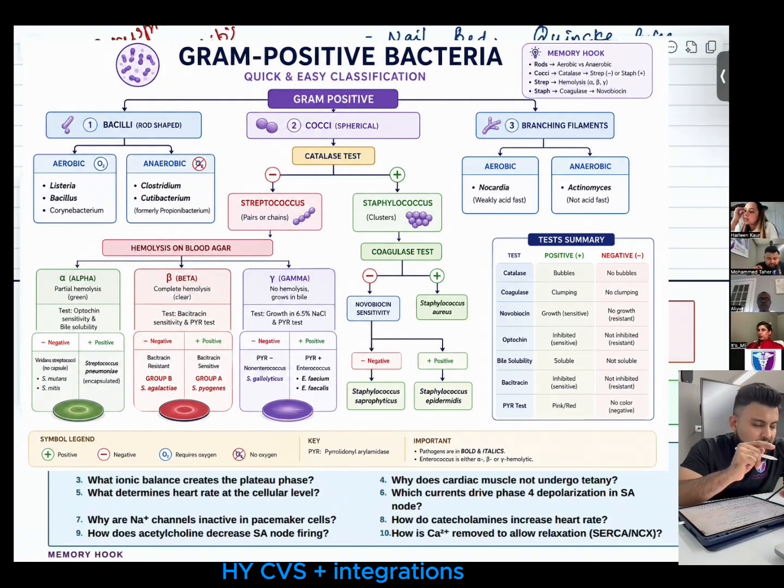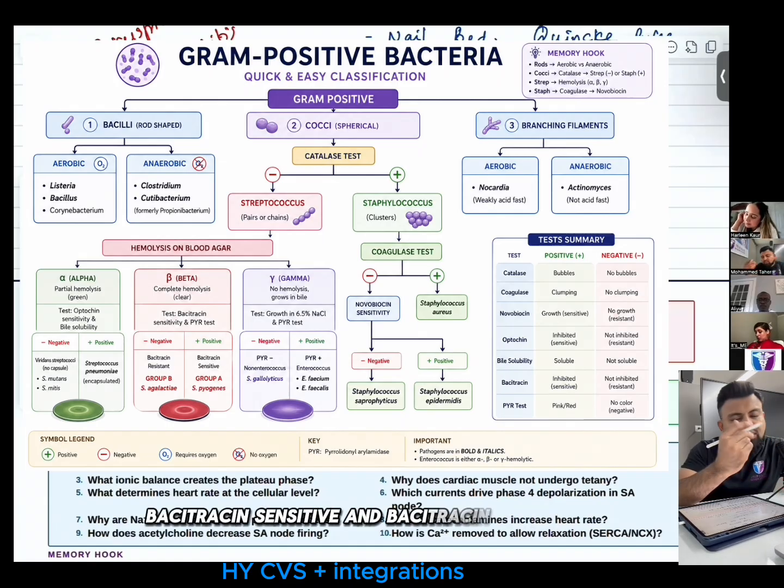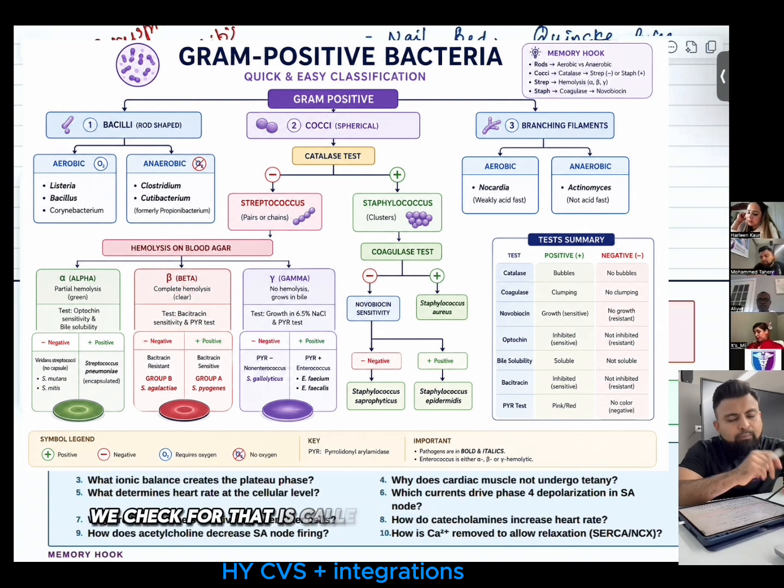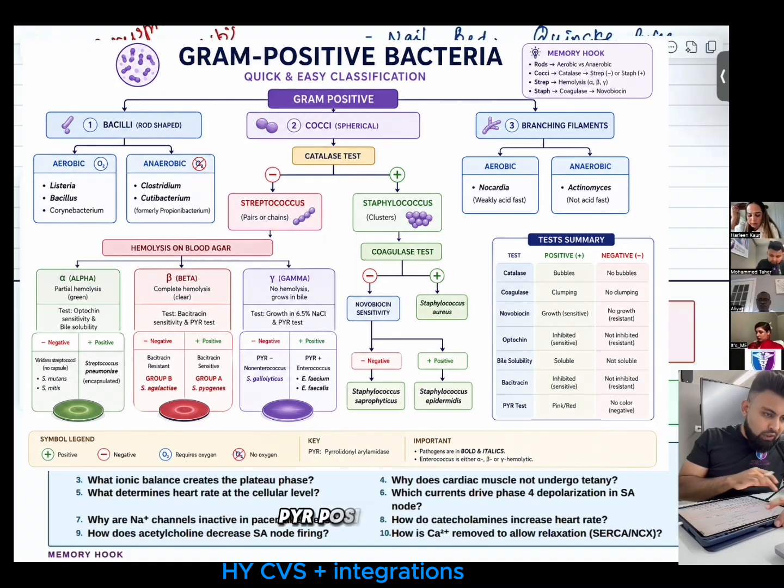Optochin is for alpha, guys. Optochin, alpha, okay? Optochin for alpha. Beta for bacitracin, easy to remember. Bacitracin sensitive and bacitracin resistant. Gamma hemolysis is no hemolysis. But in the beta hemolysis, there is PYR positivity we check for. That is called pyrrolidonyl arylamidase, PYR positive, right?